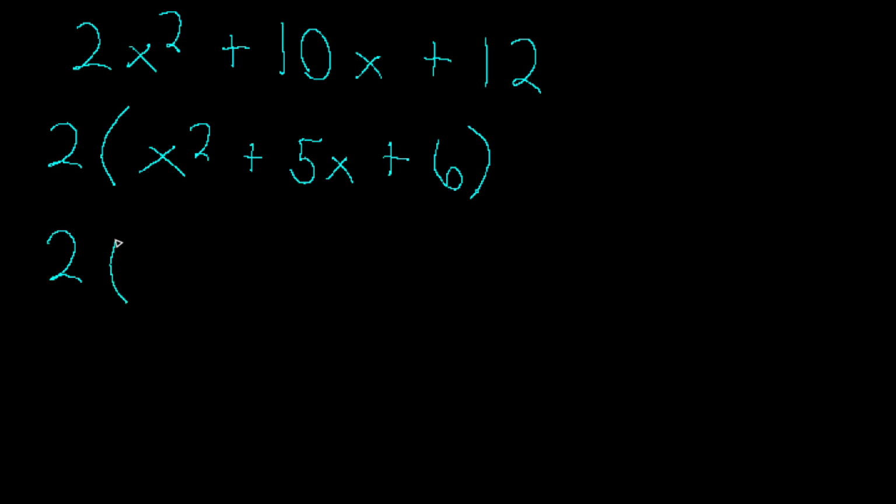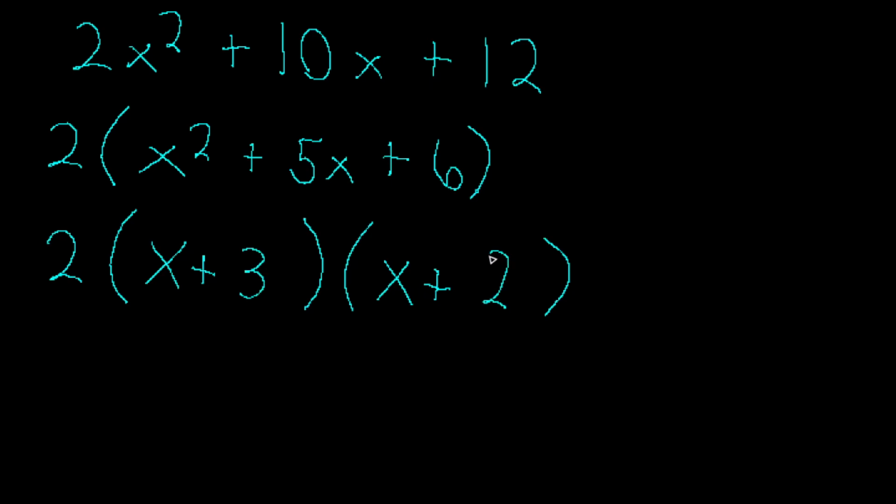I'm going to do what I did in all the previous problems. I'm going to set up my brackets. Now, I know that I have x times x. And everything's positive, so these will be plus signs. Now, what two numbers multiply to 6 and add up to 5? And this is just like one of our previous problems besides this 2 out here. And it's 3 and 2. 3 times 2 is 6. 3 plus 2 is 5. And you're done.